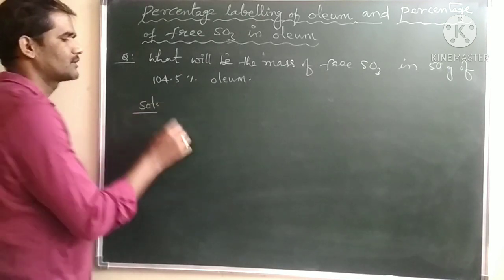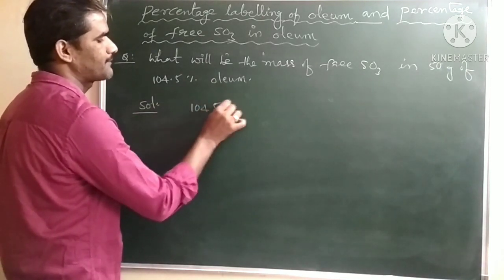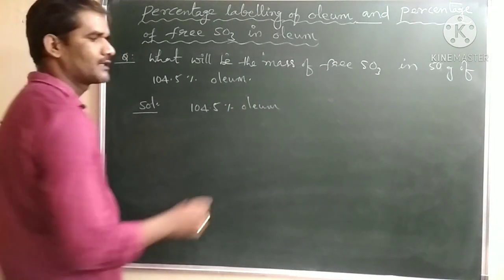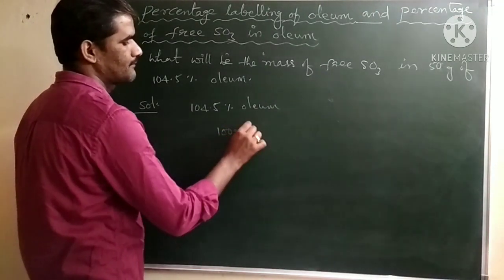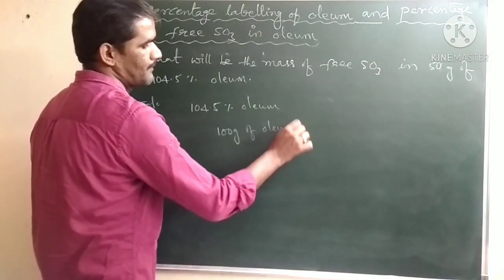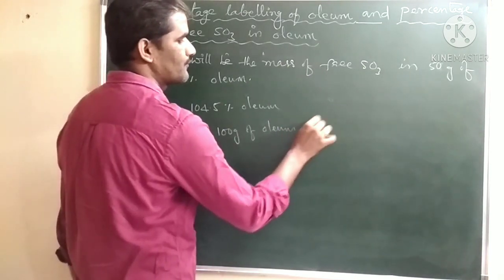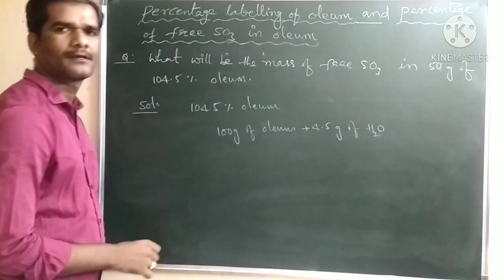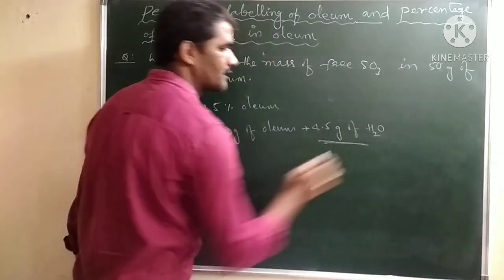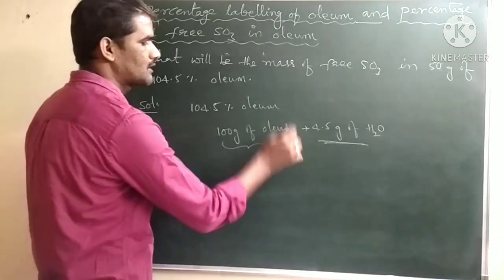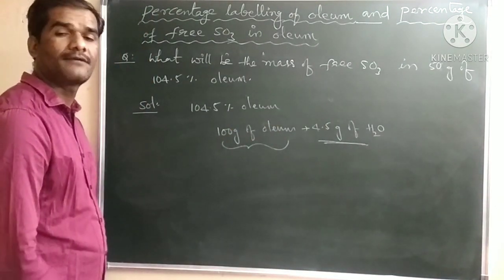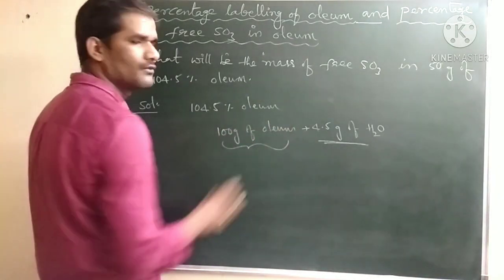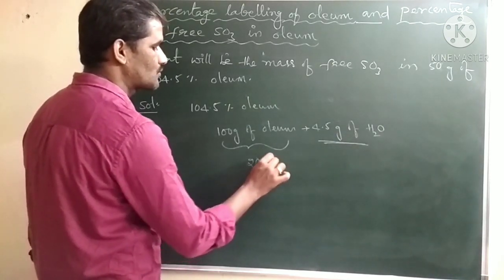As usual, we know that 104.5% oleum means 100 grams of oleum plus 4.5 grams of water. So 4.5 grams of water means what? In 100 grams, how much SO3 will be present? Already we have discussed that 20% free available SO3 means in 100 grams of oleum, the SO3 present is 20 grams.